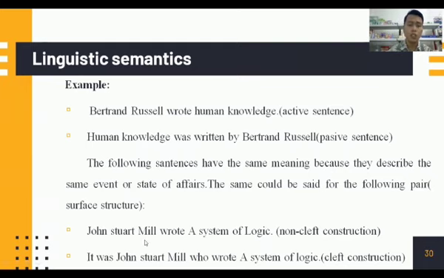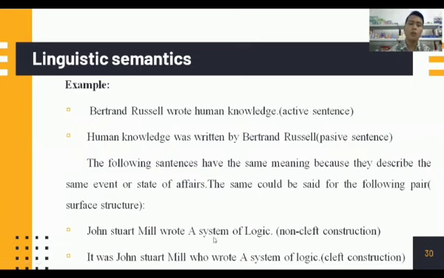The next is John Stuart Mill wrote A System of Logic. The first is a non-cleft construction. The last is It was John Stuart Mill who wrote A System of Logic, a cleft construction. Same as the previous sentences, the meaning or the goal of these sentences is the same, that John Stuart Mill wrote A System of Logic. The only difference between the sentences is the surface structure. The first is a non-cleft structure and the second is a cleft construction.